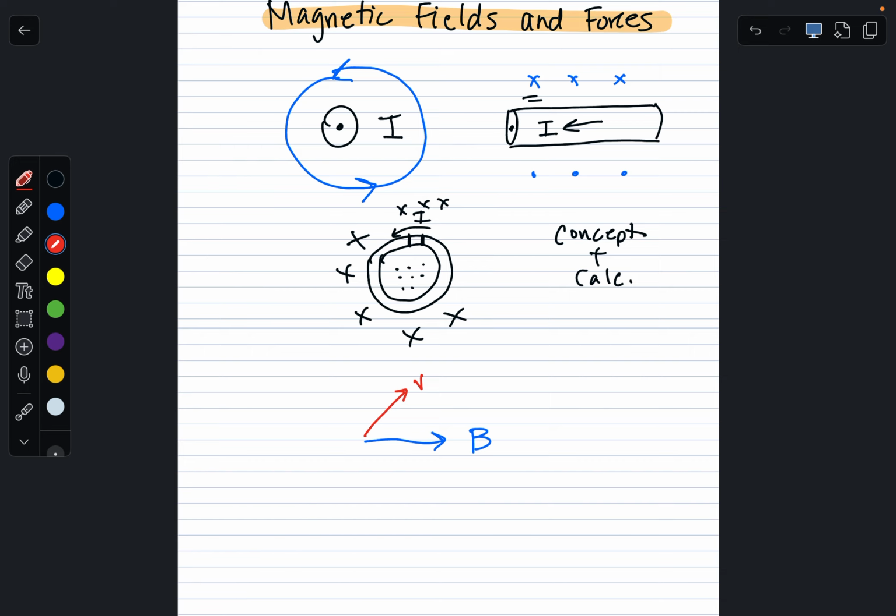So this can be extended to two current carrying wires. Let's say we have I going up here and then I going down here. We're going to do the same thing. This guy's going to create a B field. We already know that over here on this side, that B field points into the page. And then we're going to do the right-hand rule for that current.